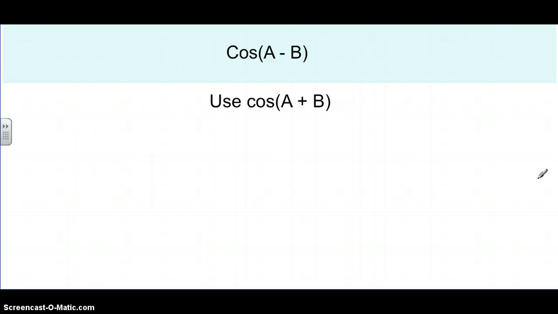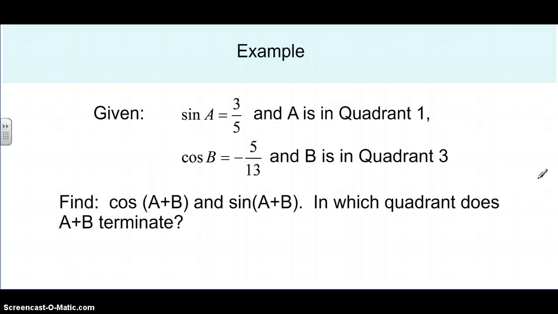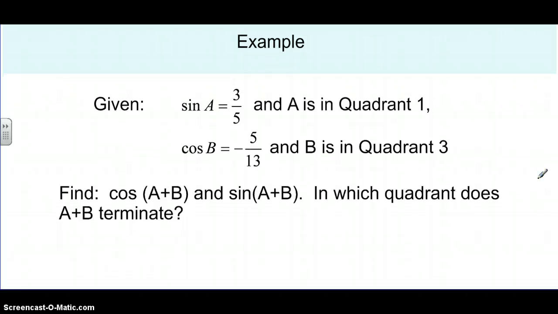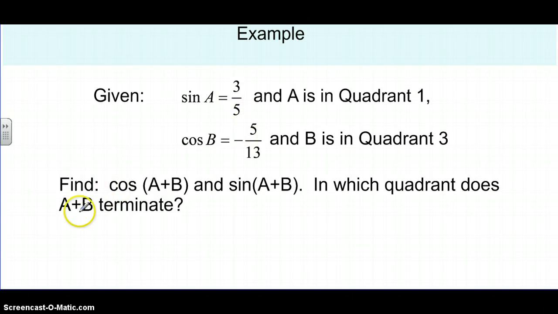Now, I want to see how we can use this to solve some problems. Here I see I have sine of A and cosine of B, and A is in quadrant 1, B is in quadrant 3, and I want to find cosine of A plus B. I also want to find sine of A plus B as well. First, let's start with cosine of A plus B. I'm going to use my formula. Cosine of A plus B is equal to the cosine of A times the cosine of B minus the sine of A times the sine of B.